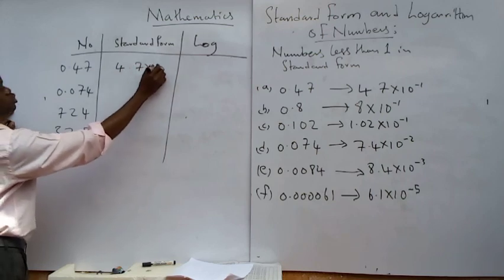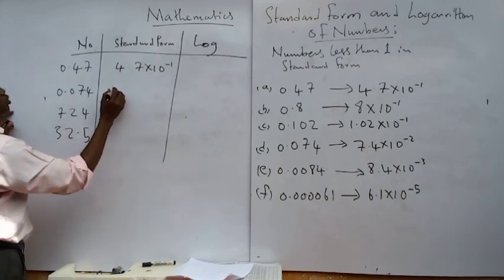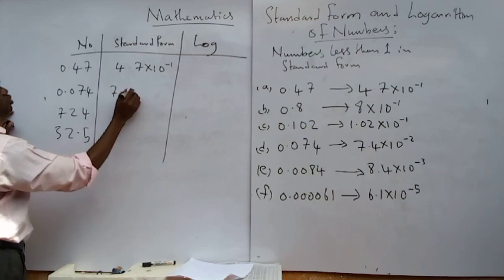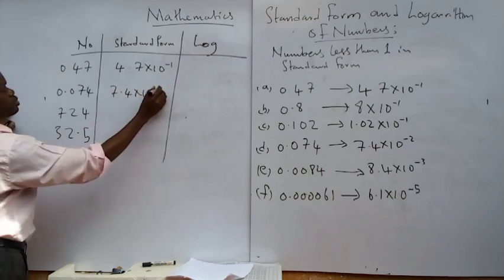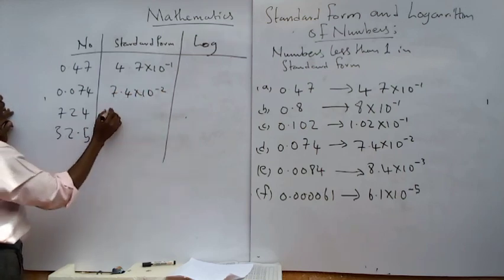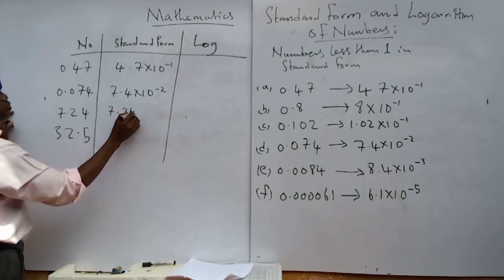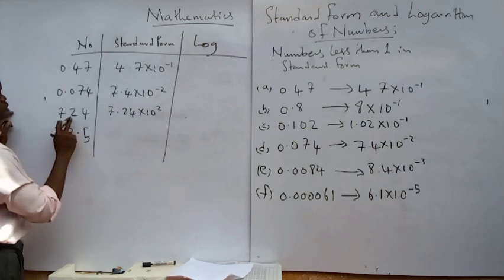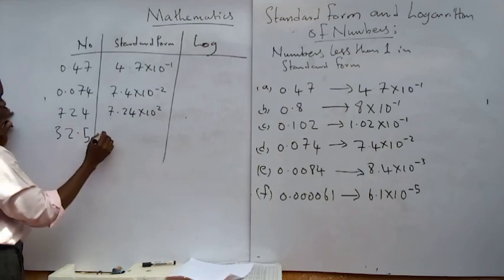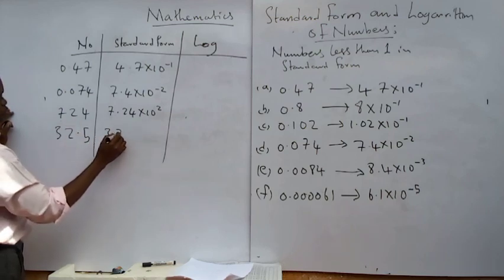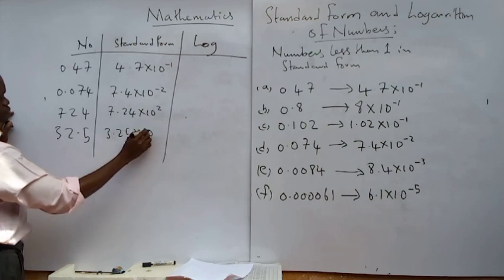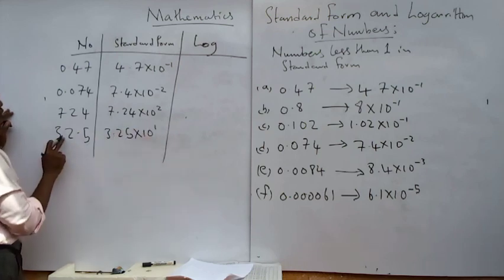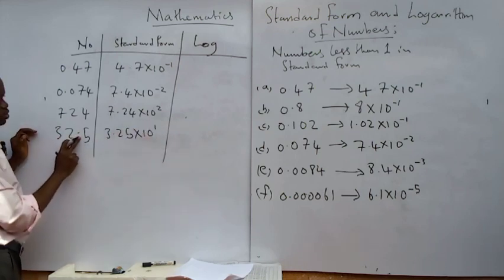Now do you realize that the standard form of this will be 4.7 times 10 raised to power minus 1, and this will be 7.4 times 10 raised to power minus 2, and this will be 7.24 times 10, according to the explanations I have given, raised to power 2 to be positive, and this will be 3.25 times 10 raised to power 1, because there are 2 digits before the decimal point here.